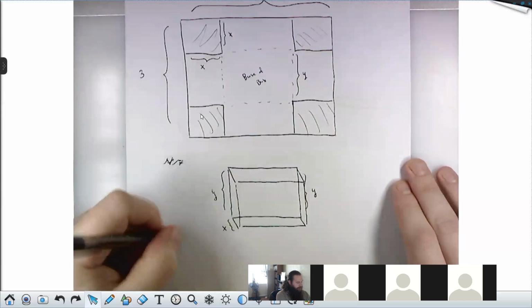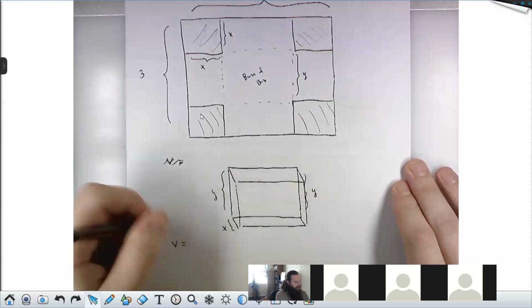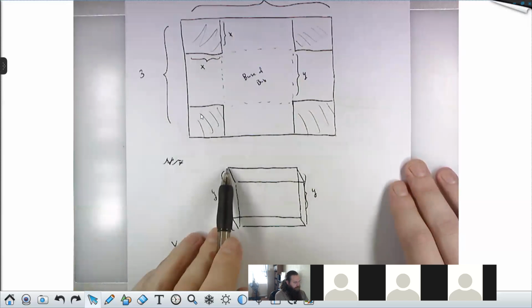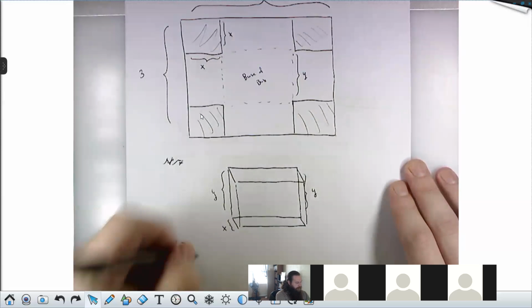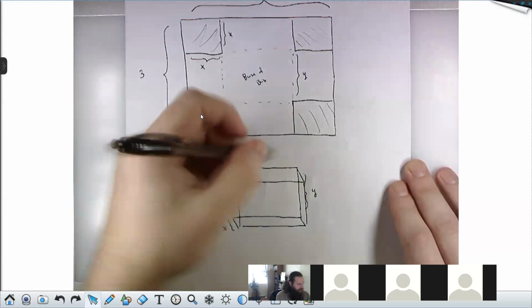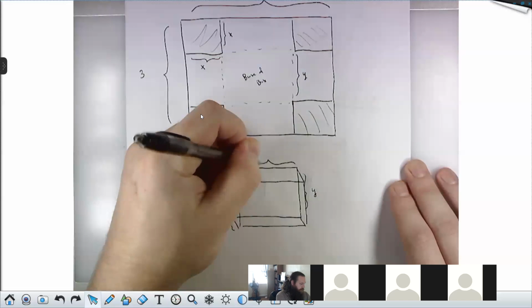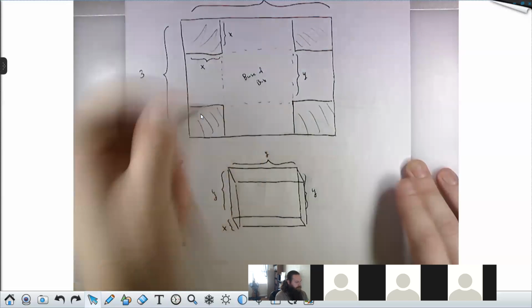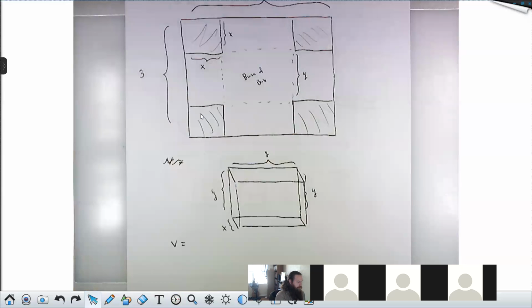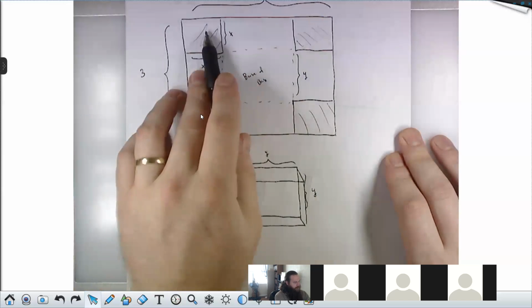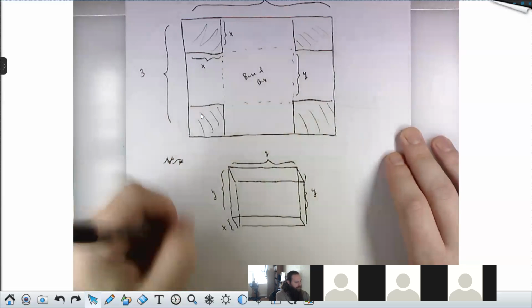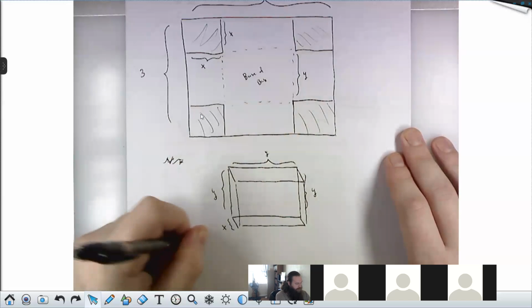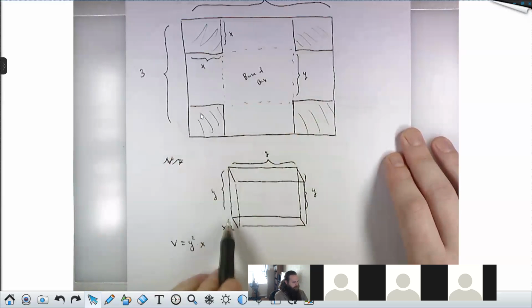So then my volume is what? It's the height times width times depth. If this is Y, then this is also Y, right? Because each of these four things are square, and we're starting with a square, the base here is actually a square. So this is going to be Y squared times X, this times this times this.